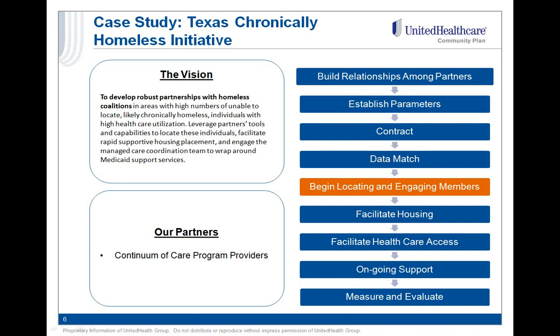In this case, we have contracted with the continuum of care. They have shared their HMIS database with the health plan so that we could identify which of our members were chronically homeless. And we are contracting with them to help them to begin locating and engaging our members, assigning a housing case manager, assessing their housing needs, and facilitate getting them housing, as well as helping us to get them connected with us so that we could facilitate their health care.